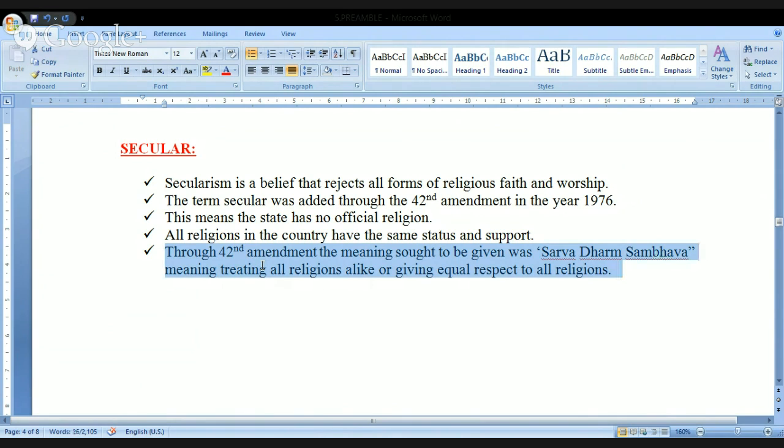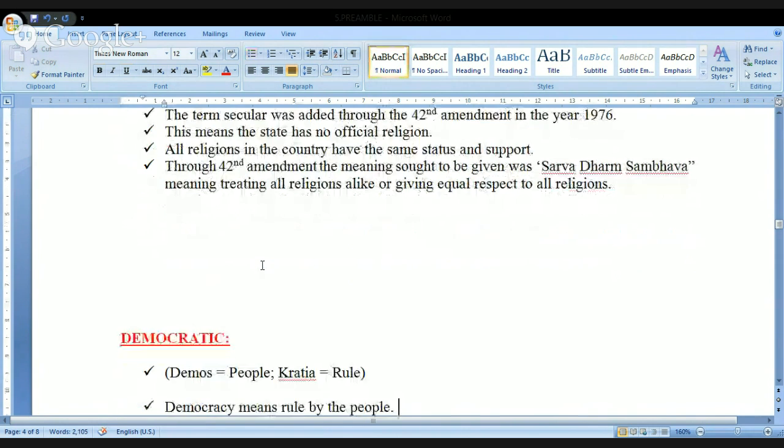Through the 42nd Amendment, the meaning sought to be given was Sarva Dharma Sambhava. It means treating all religions alike or giving equal respect to all religions. Previously, the word was not there, hence the meaning was not so clear, whether you are staying away from the religion or you are giving equal respect. To give a concrete meaning to that, this word has been added. Since then, all religions alike are given equal respect. That is the meaning of secular.